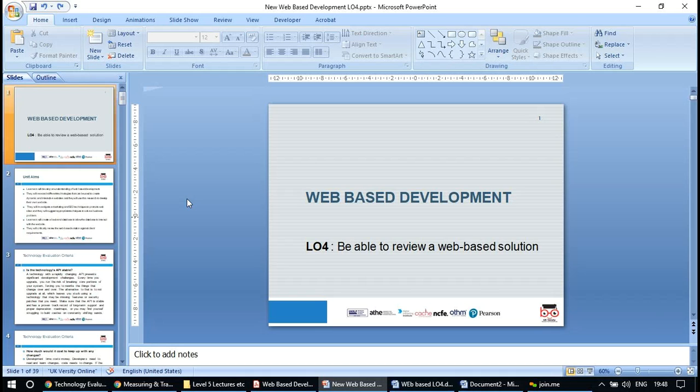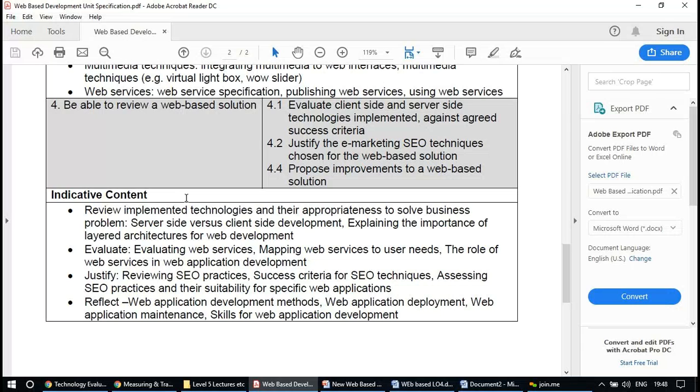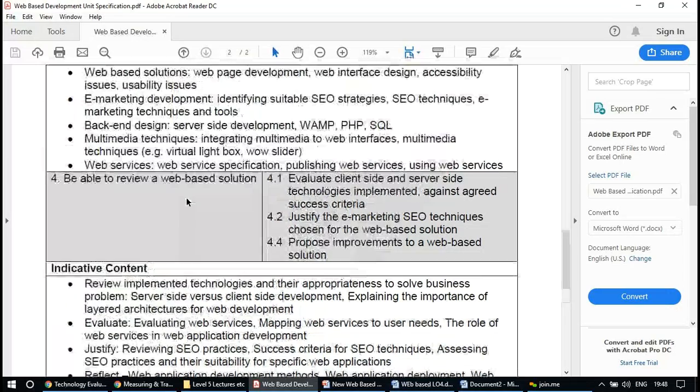For example, if you implemented the service oriented architecture, then again there are some choices. The web services could be built using the Microsoft platform. The web services could be implemented using Java or any other technology. So let us have a look at the indicative content. They say that you should be able to review a web-based solution.